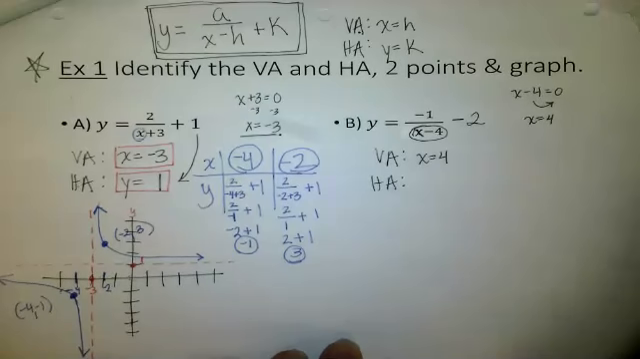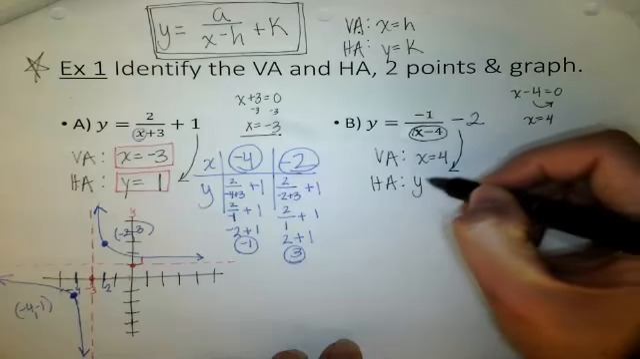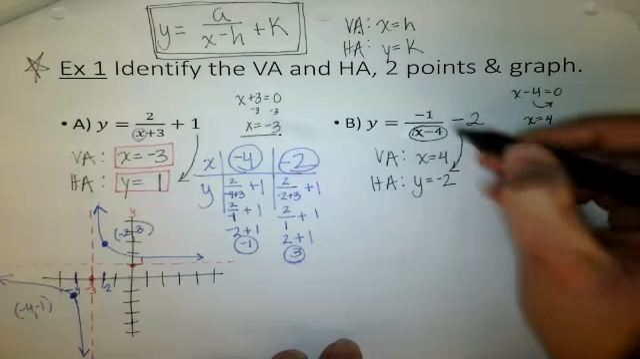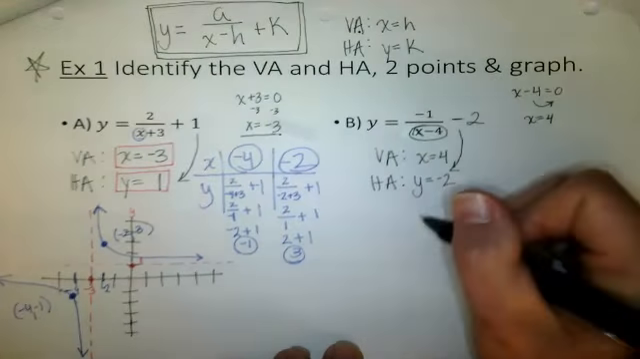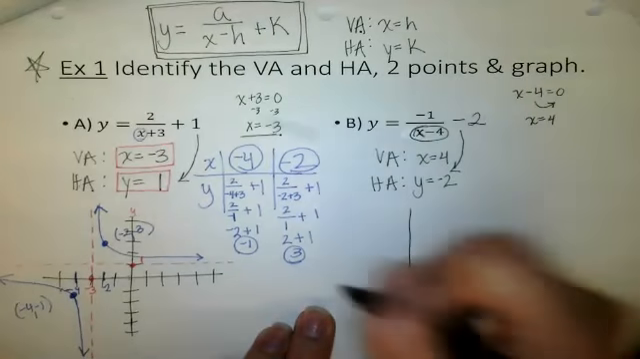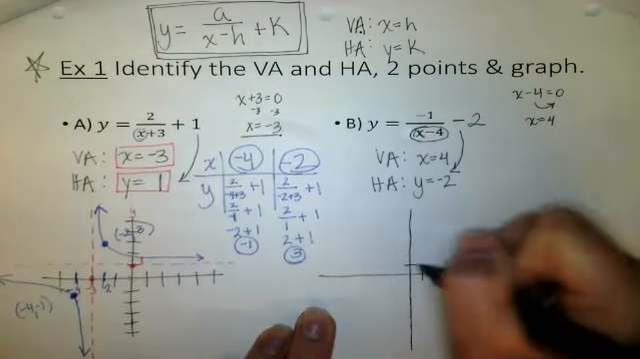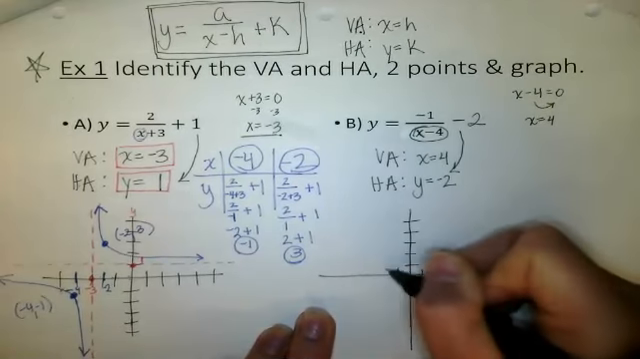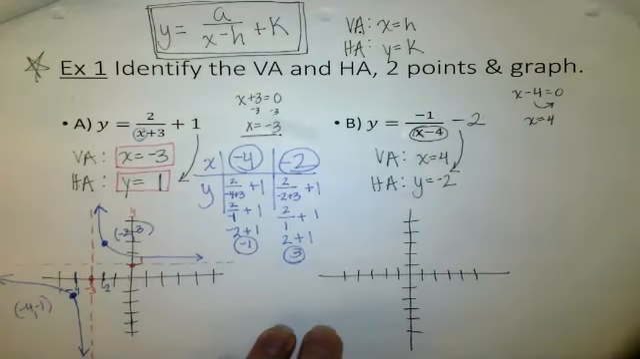What gives us the horizontal asymptote? Whatever's on the outside there: y equals -2, that outside number. Really easy. We're going to go ahead and start by graphing those. 1, 2, 3, 4, 5 on each axis.